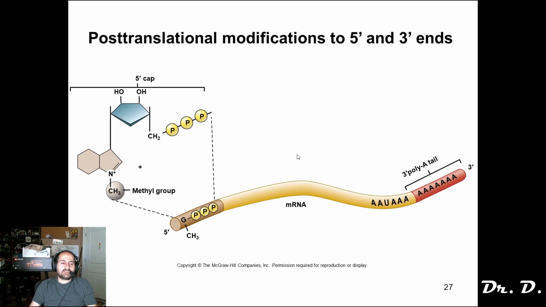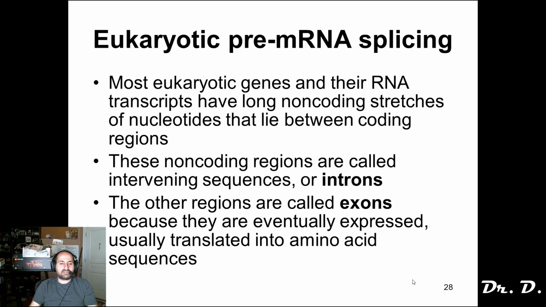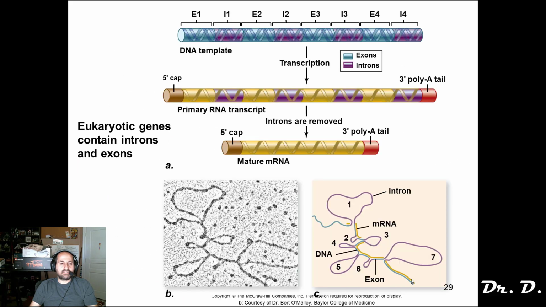Okay, now that's the first two modifications: 5' cap, 3' poly A tail, and then the last modification is called removal of non-coding sequences, or introns. So before I get to that, I may actually have to explain that at the board. So let me head over to the board to explain that now.